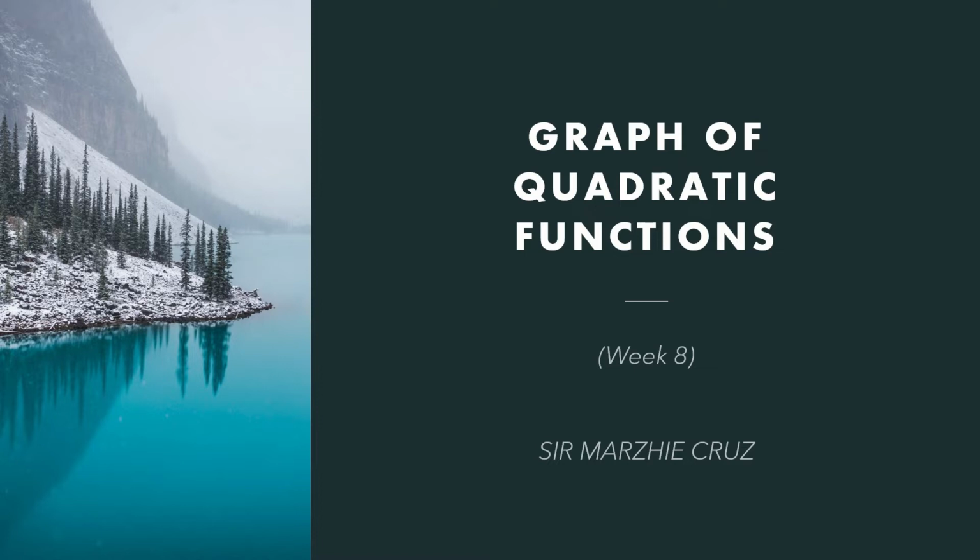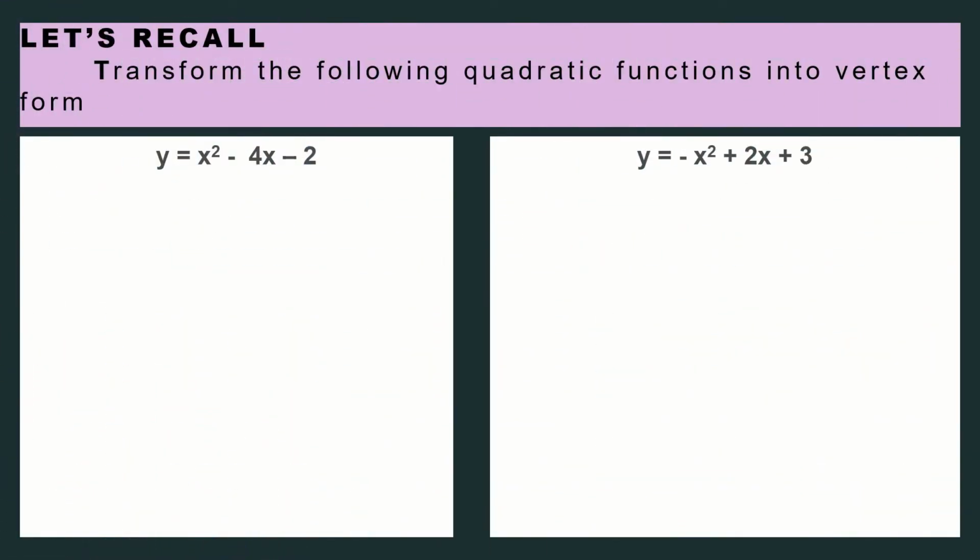My name is Sir Marcy and the topic that I'm going to discuss today is all about the graph of quadratic functions. Let's recall first how to transform a quadratic function into standard form or vertex form. In our example number 1, let's say we're going to convert y is equal to x squared minus 4x minus 2. Our step number 1 is we're going to group those terms containing x.